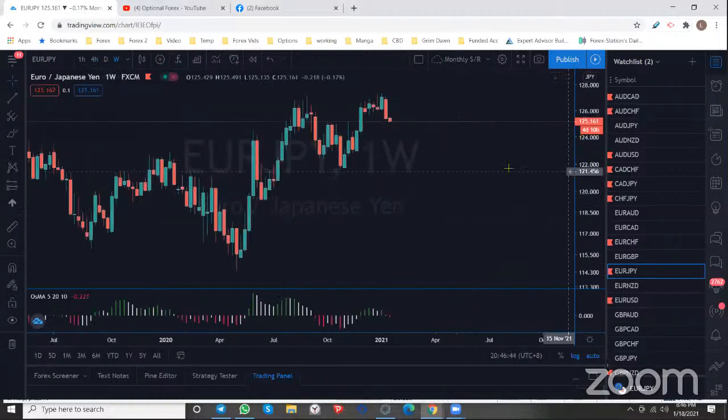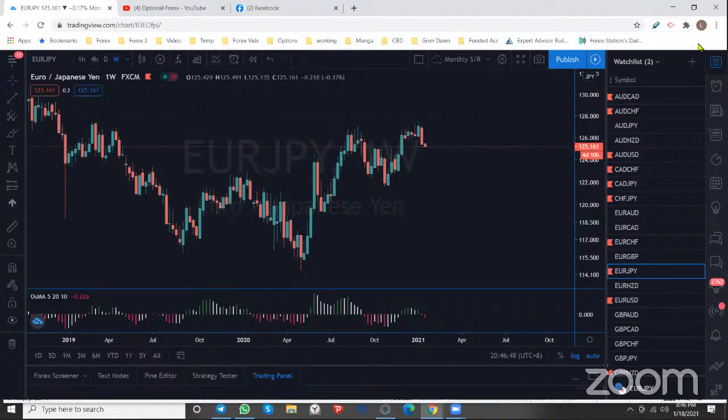Now Euro yen. This one, we may be early. We may be just trading right at the move. In fact, as far as divergence goes, we have a double divergence. The double divergence is a way stronger signal to me compared to just a normal regular divergence.